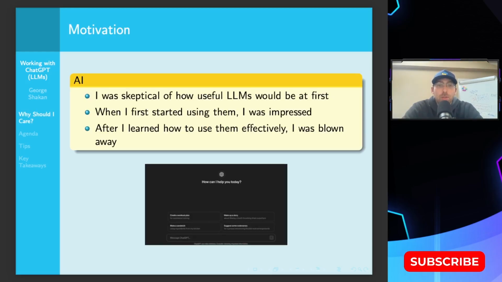I'll be honest, I was skeptical about how useful large language models would be, especially at first. I remember using BERT, this was back before ChatGPT came out, and I was certainly impressed, don't get me wrong, but it's nowhere near the capabilities of what's available today. Even ChatGPT when it came out, I was impressed, but I wasn't blown away. But now that I know how to prompt these large language models effectively, I certainly am blown away, and I can see a lot of opportunity for automation of different tasks.